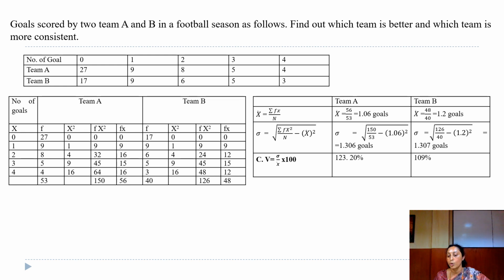Then let us find the coefficient of variation by using the formula standard deviation divided by the average multiplied by 100. So we get the coefficient of variation values for team A as 123.20%, and for team B as 109%. We see that team B has a coefficient of variation lesser compared to team A. Hence we say that team B is more consistent in scoring goals compared to team A.